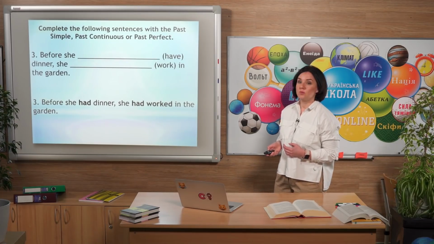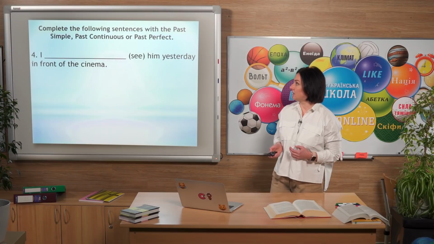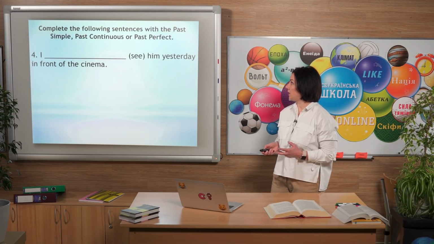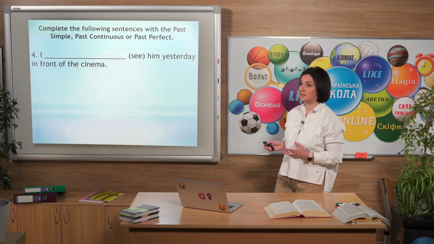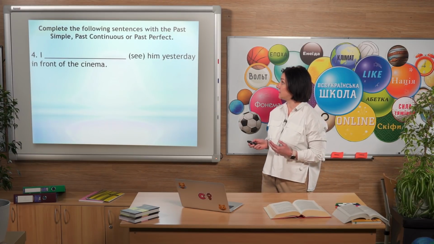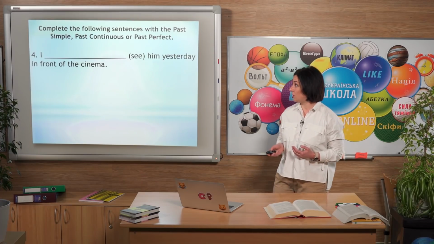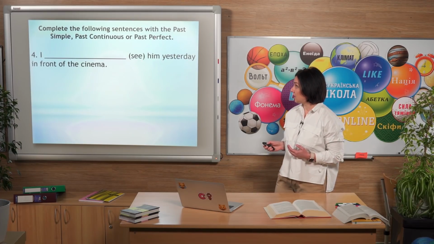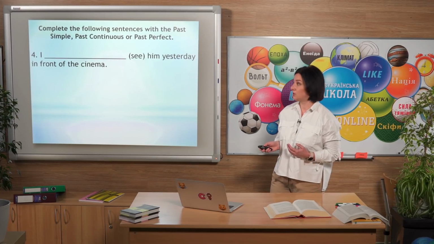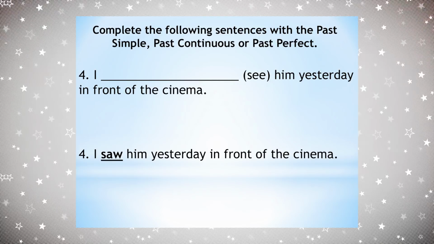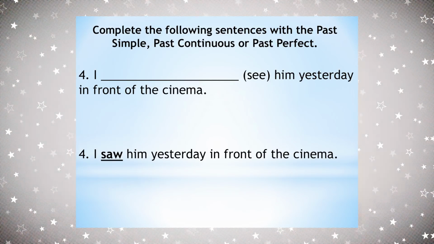Okay, one more. I see him yesterday in front of the cinema. So a very easy one. You've got here yesterday. And if it's yesterday, that's definitely past simple. So you need to put this see into the second form. So it is: I saw him yesterday in front of the cinema.